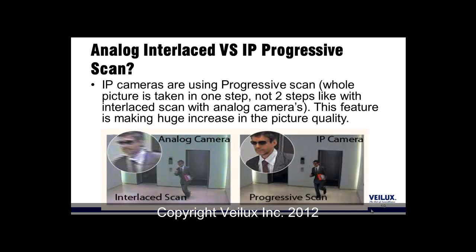Analog interlace versus IP progressive scan, which we were just talking about. IP cameras use progressive scan, where the whole picture is taken in one step, not two steps like with interlaced scan. This feature makes a huge increase in the picture quality. As we can see, during fast movement, you can see lines and jitteriness through the regular analog cameras that are using interlaced scan. On IP, you're using progressive scan, a much clearer, smoother picture, and it's not all distorted like it would be on an analog camera.